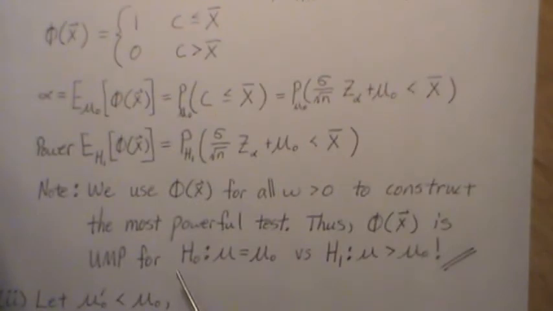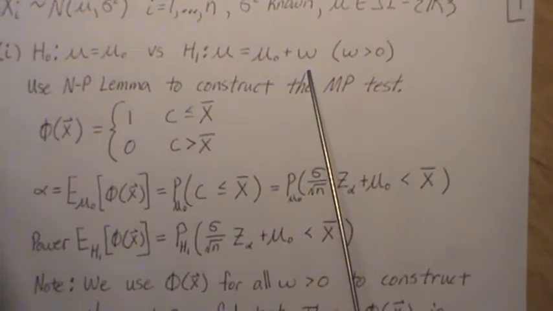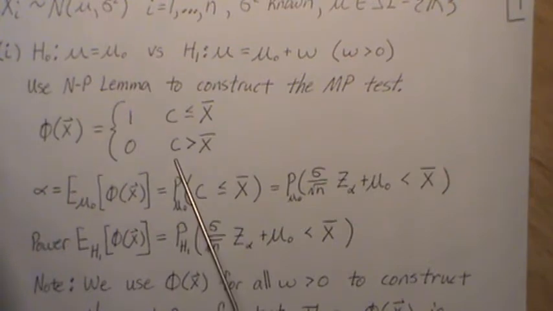Now, notice that omega was picked generically. For any positive value, the most powerful test was this.